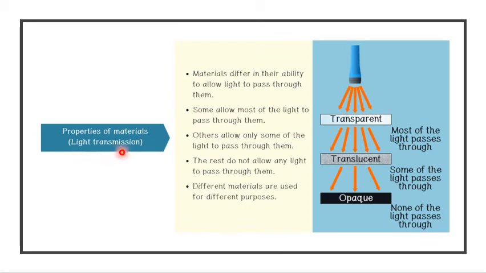For properties of materials like transmission, materials differ in their ability to allow light to pass through them. Some allow most of the light to pass through them. Others allow only some of the light to pass through them. The rest do not allow any light to pass through them. Different materials are used for different purposes.